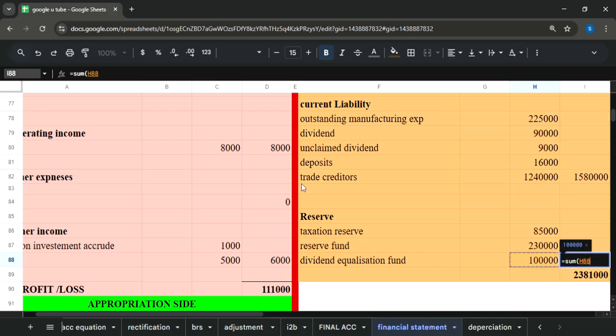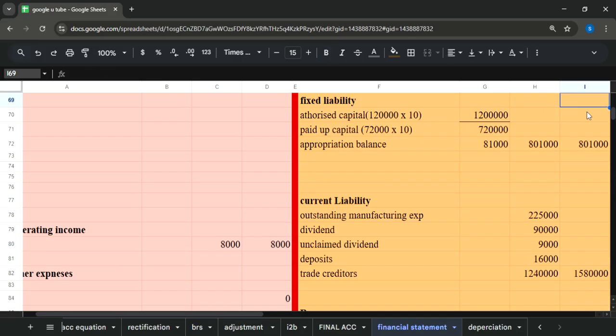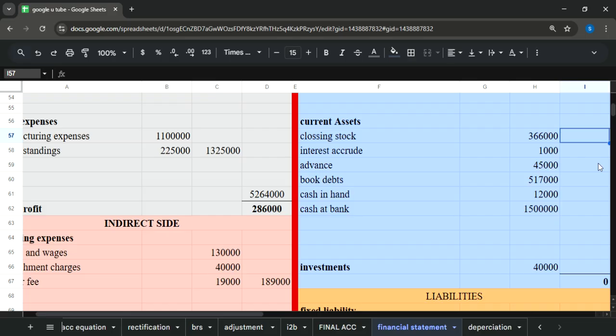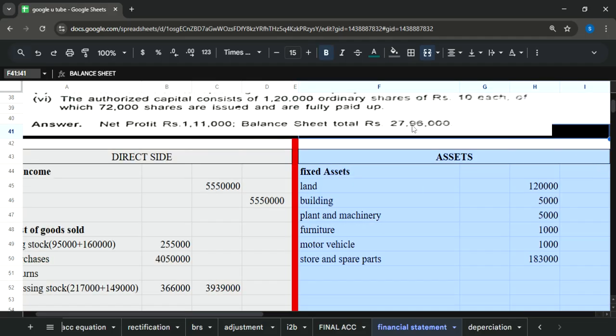the sum. There are three reserves and you have written them over here. So you can see there were three sums: the sum of fixed liability, the sum of current liability, and the sum of reserves. The grand sum of these three is 2,796,000. This is the sum of the liability side. That means the balance sheet answer can now be matched with the book answer. Okay, that's good.